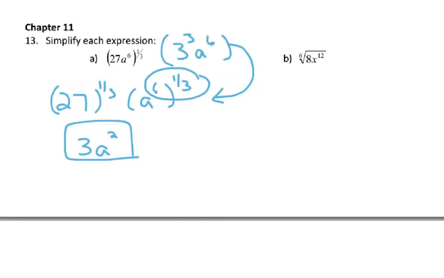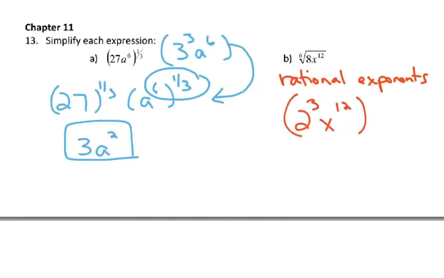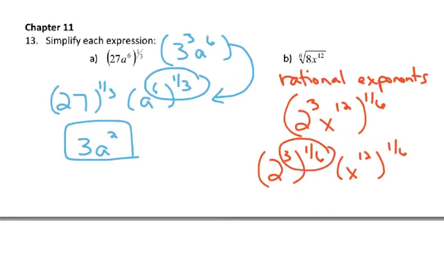If they want you to write this with rational exponents, then what I would do is I would start by rewriting 8 as a prime base raised to a power. And then the 6th root is the same as the 1/6 power. And then I would distribute the 1/6 power. The property of exponents tell you to multiply those, so I would get 3 times 1/6 is 1/2, so 2 to the 1/2, and x to the second.